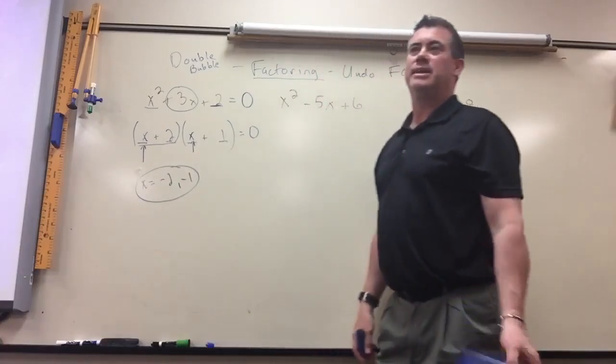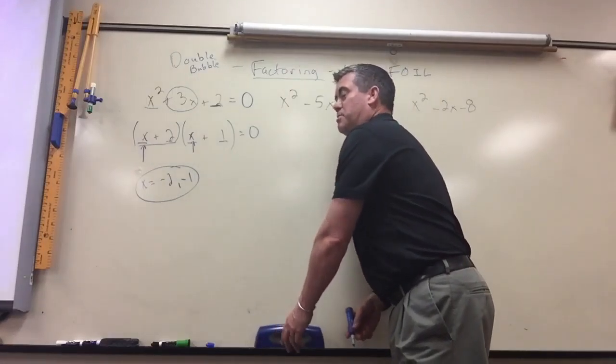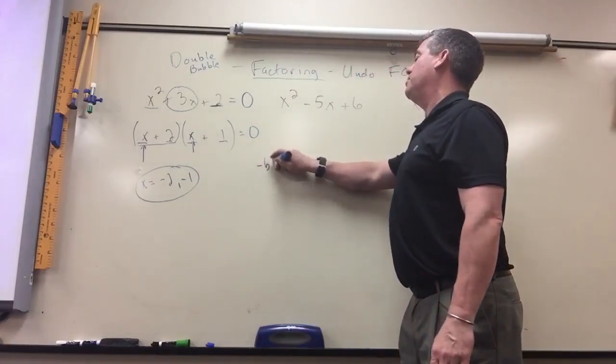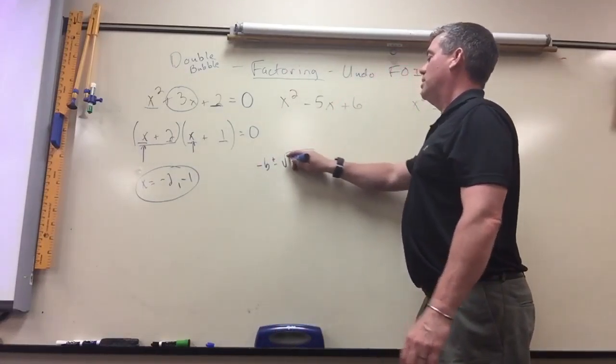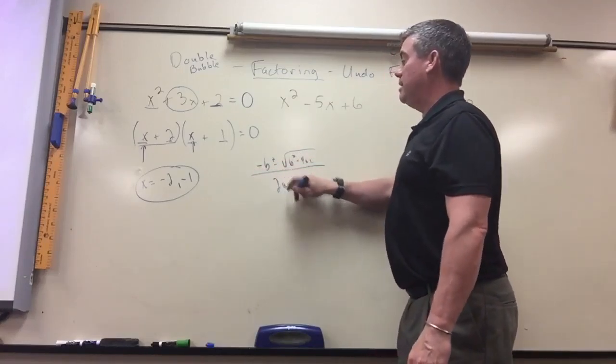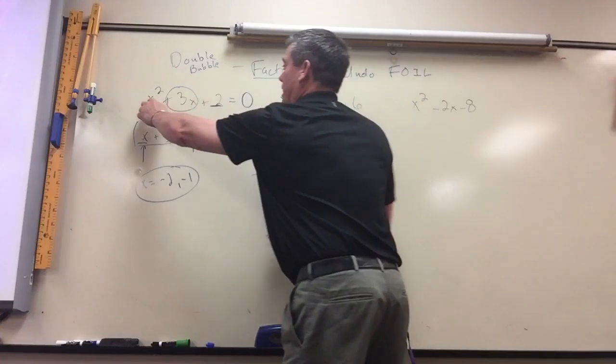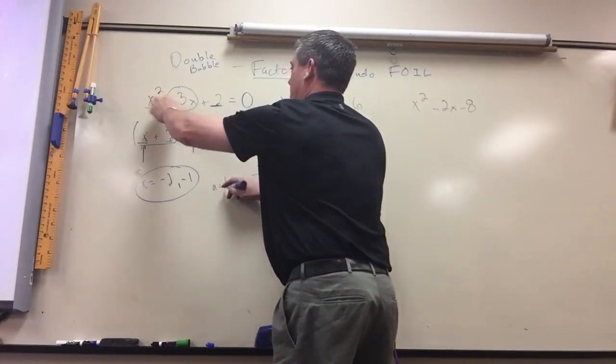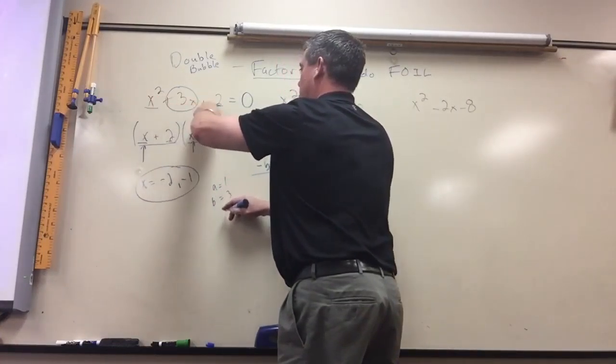Now, the way we solved these before is we used negative b plus or minus the square root of b squared minus 4ac, all over 2a. We have to do that again? The a is a 1, the b is a 3, the c is a 2.